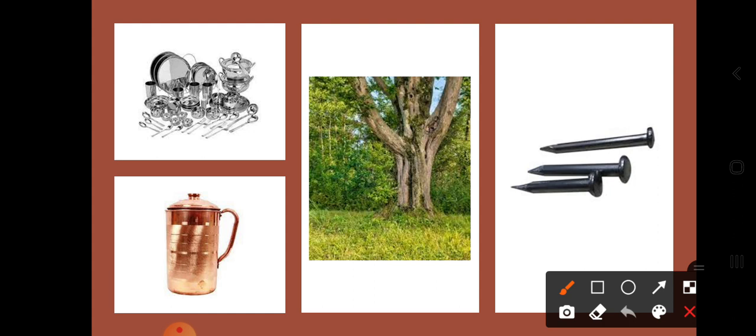Here you can see this jug is made up of only the pure form of the metal itself, so it has some properties. This one is made of copper, this one is made of iron, and here this is steel. It is a combination of one or two metals.